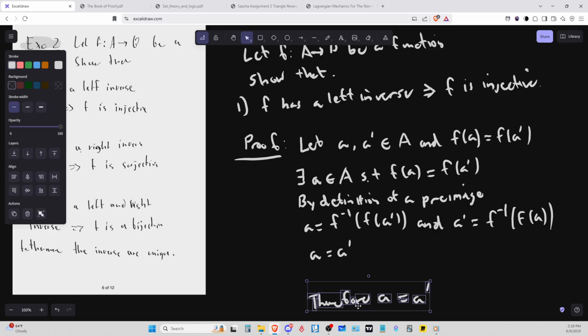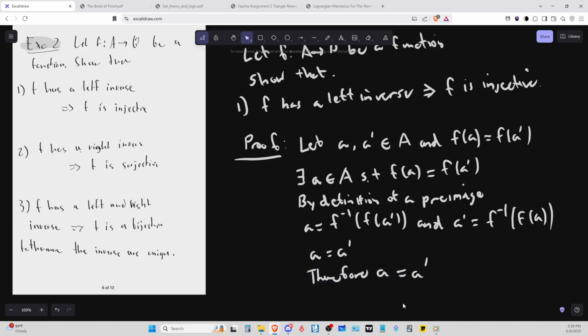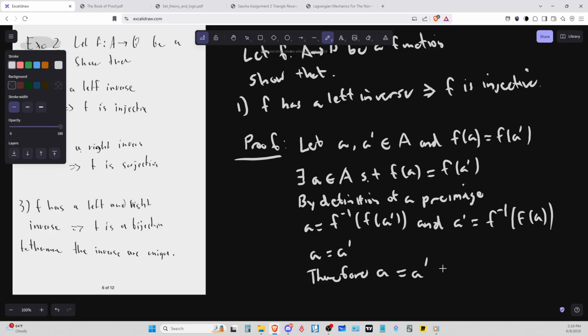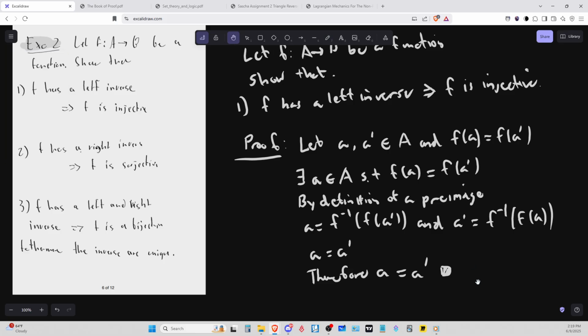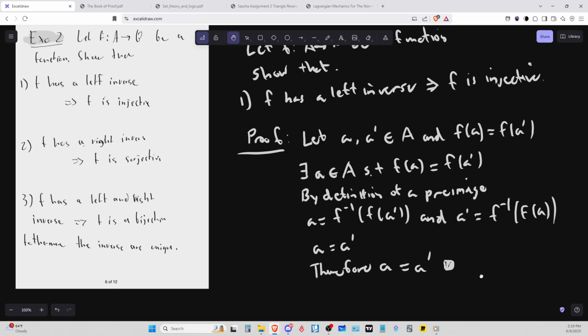Let me just move this here. So I guess we'll just make the little cube. Therefore, A is equal to A prime. Okay. Well, I'm glad I got your stamp of approval, Bennett. Always appreciate your help.